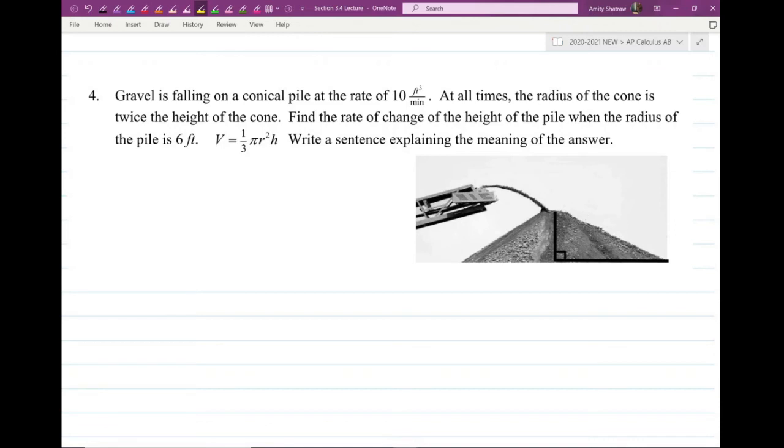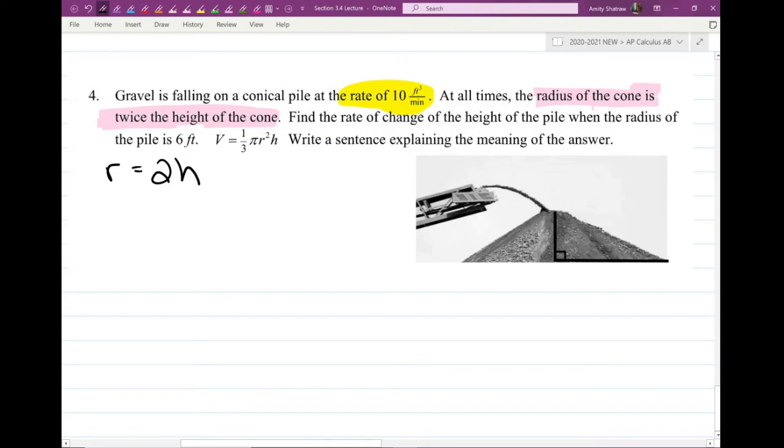Okay. Gravel's falling on a conical pile at the rate of 10 feet cubed per minute. Well, that's a rate, so some sort of derivative. At all times, the radius of the cone is twice the height of the cone. So, I mean, gravel's falling. I don't know how they managed to know such an amazing fact that the radius of the cone will be twice as big as the height of the cone. That's just the way that the gravel falls. It seems kind of amazing, but I'll write it down, you know. The radius is going to be twice the height. The yellow stuff, I'm not sure where to write it yet.